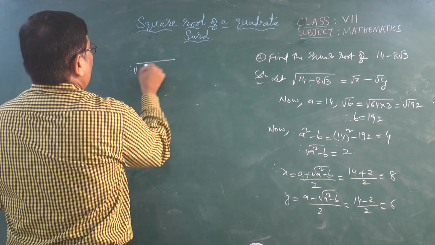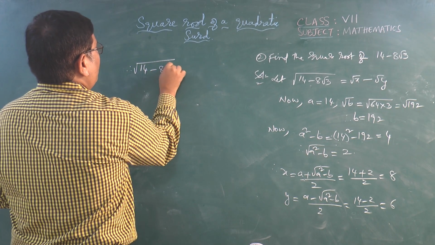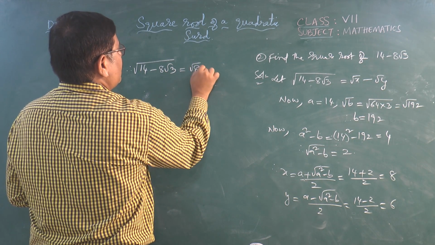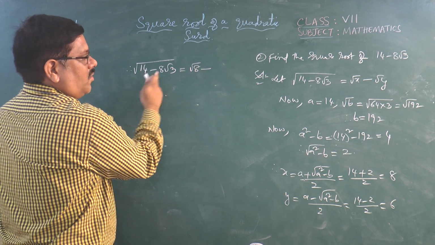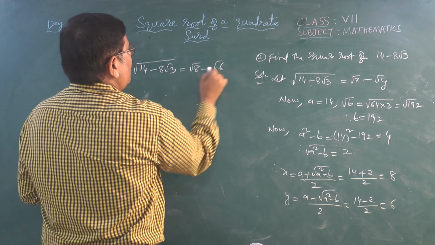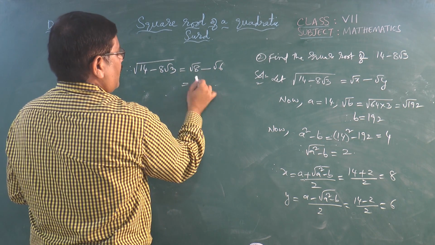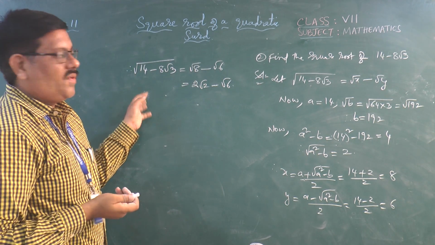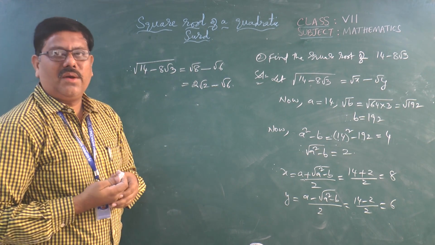Therefore, root over 14 minus 8 root 3 is going to be root x, that is root 8, plus minus, because the sign is minus sign over here, minus root 6. So, root 8 we can write as 2 root 2 minus root 6. Okay. This is the square root of 14 minus 8 root 3.